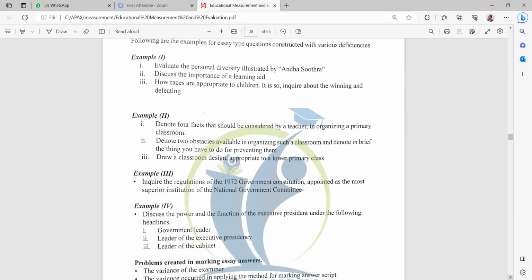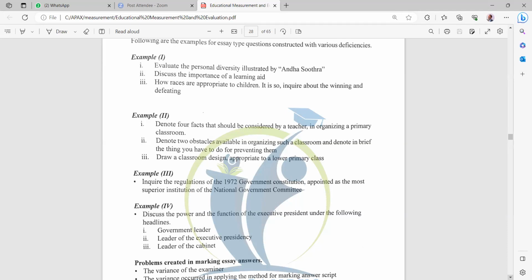Example 2, you can see: denote 4 facts that should be considered by a teacher in organizing a primary classroom. Denote 2 obstacles available in organizing such a classroom and denote in brief the thing you have to do for preventing them. Draw a classroom design appropriate to a lower primary class. Right, so there are different types of questions.